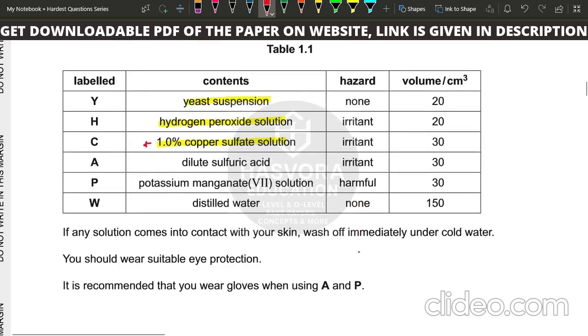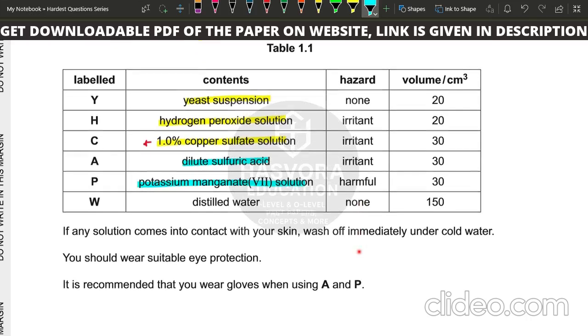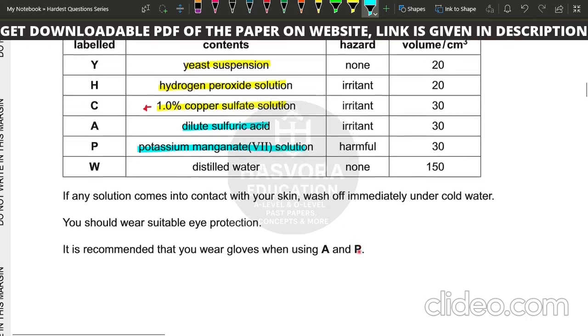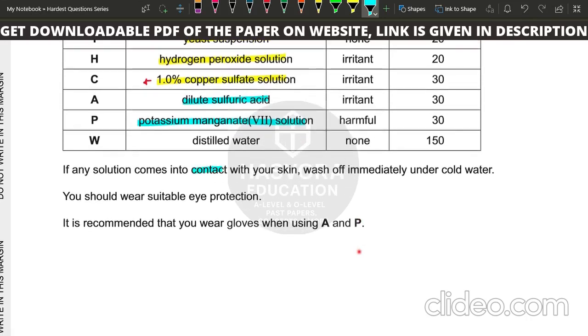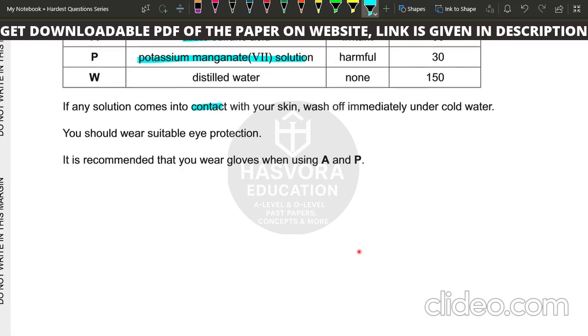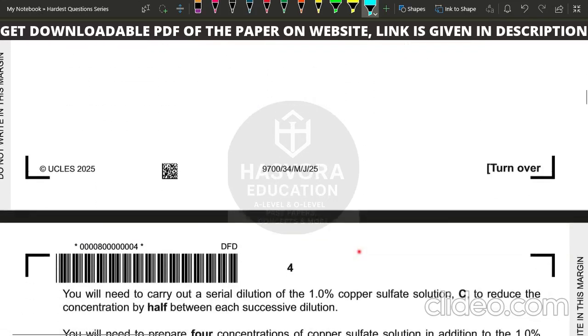Now then we have the dilute sulfuric acid, and we have the potassium permanganate solution to measure the concentration of H2O2, the hydrogen peroxide. Okay, so if any solution comes in contact with your skin, wash off immediately under cold water, and you should wear suitable eye protection. It is recommended that you wear gloves when using A and P. Okay, so let's see now.